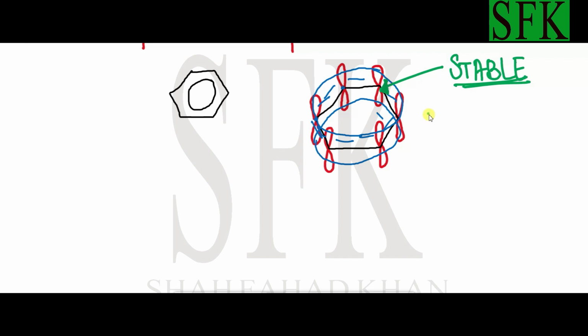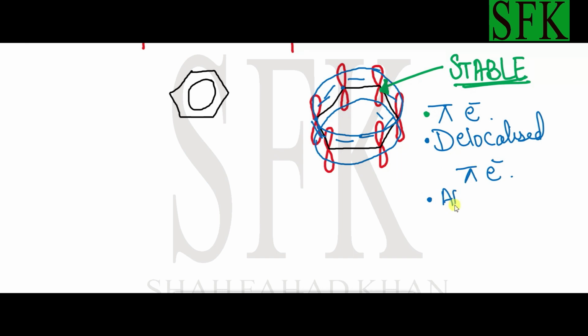This electron density is given a special name. These electrons are actually the pi electrons which are continuously resonating above and below the benzene ring. They are not stationary, but continuously moving above and below the ring. So they are basically delocalized pi electrons. And these delocalized pi electrons of benzene are both above and below the benzene ring.